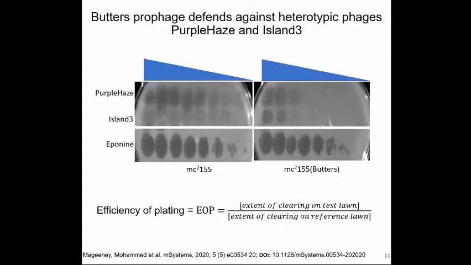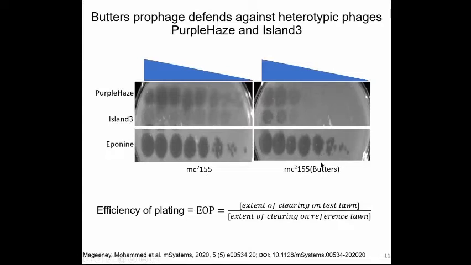So in my research, that's exactly what I did to uncover the phenomenon. On the left here, we have MC²155. This is just a representation for the type of MSMEG that I'm using. It is a bacteria with no prophage inside.